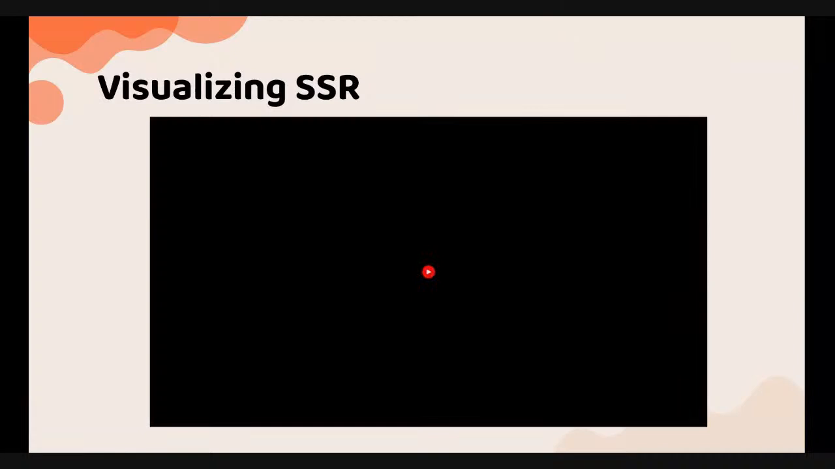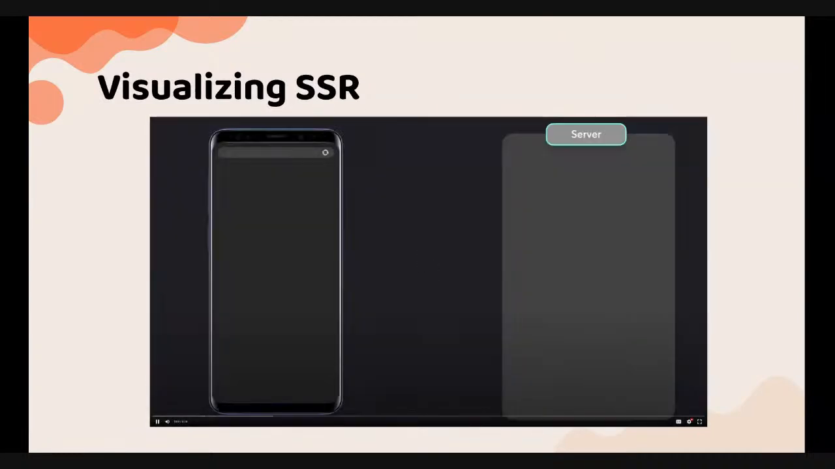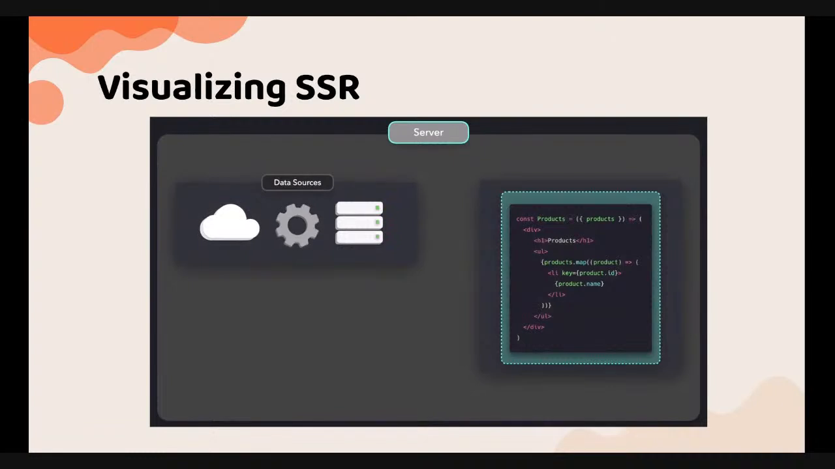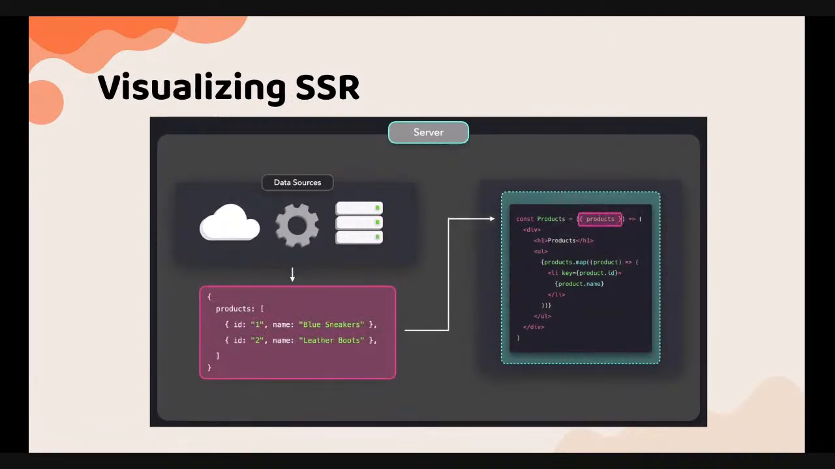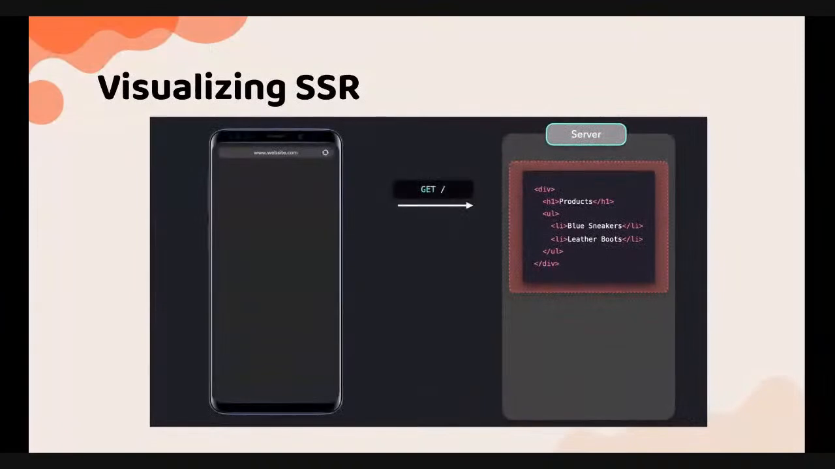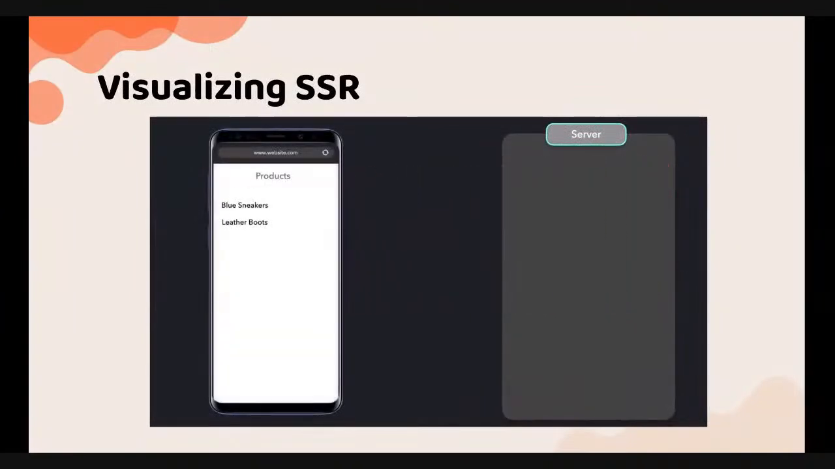If we visualize it, we are hitting the server with the URL. We get the data from data sources. We add the data into our JSX because we use React. Then HTML is created, and this HTML is sent to the client side, and the page gets rendered.